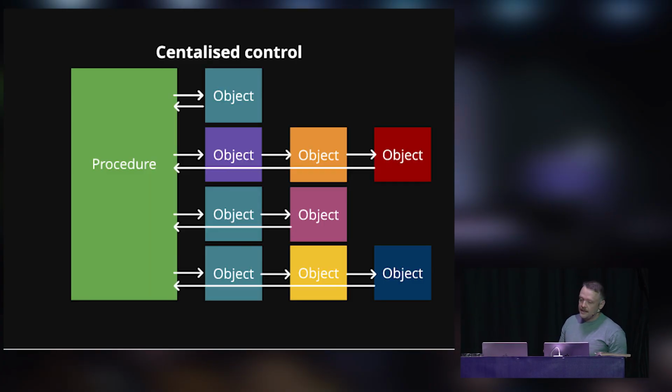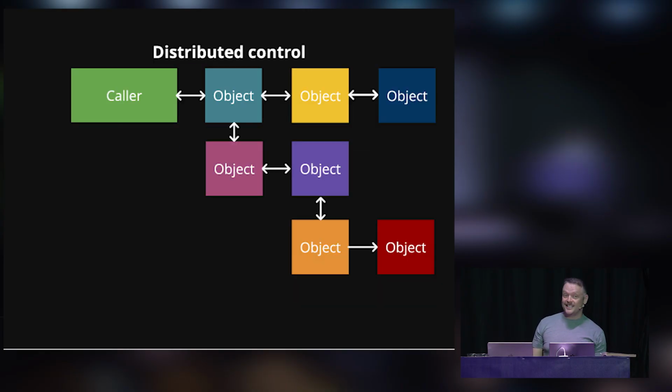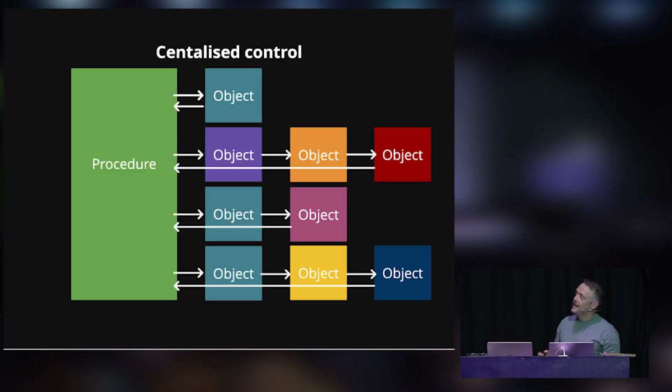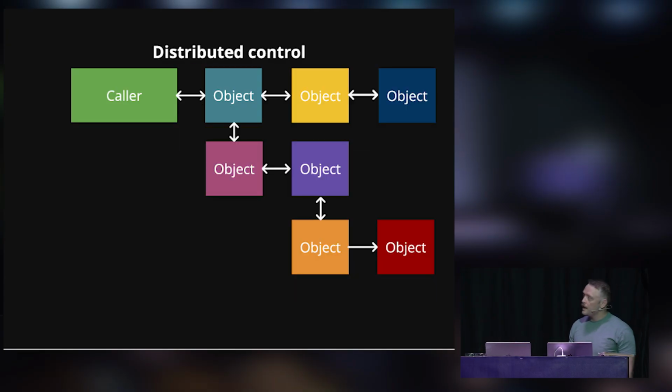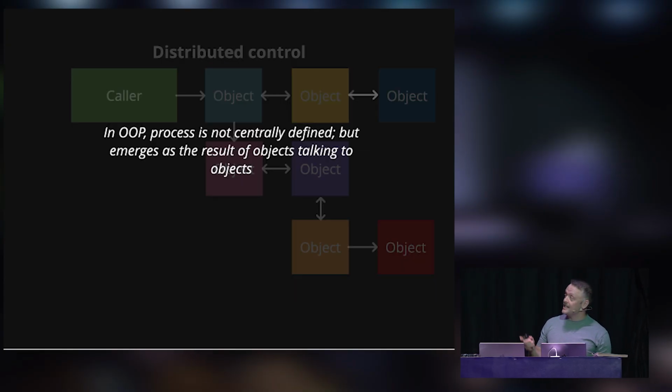What this really is, is an attempt to centralize process in a paradigm that expects process to be distributed. We're trying to do this in a paradigm that wants us to do this. This is the key point that I want to get across today, so I'm going to show you that again. We're trying to do this in a paradigm that expects us to do this. In object-oriented programming, process is not centrally defined, but it's something that emerges as a result of objects talking to objects. And so I think this is a bit of an anti-pattern.